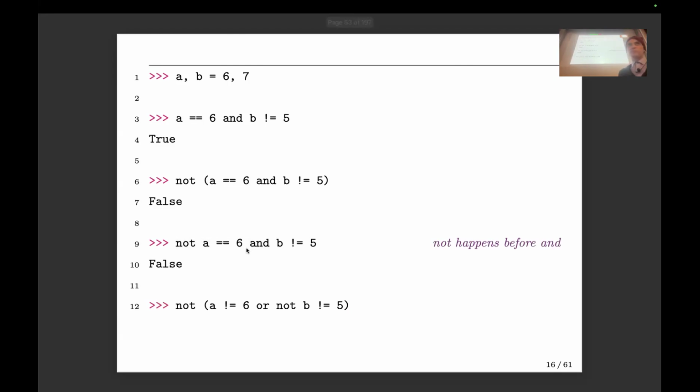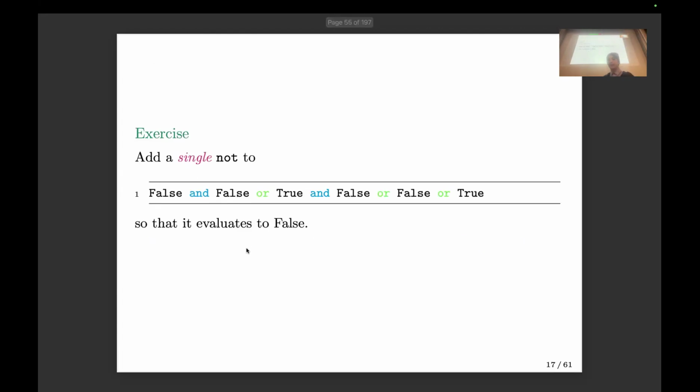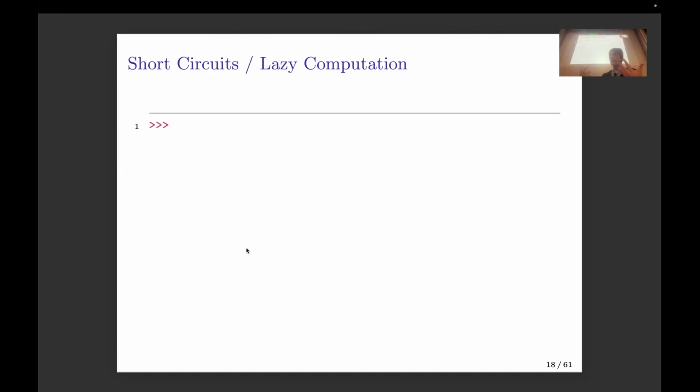What about this one? Is it not the case that A is not equal to 6 or not B not equal to 5? I don't know. True, I guess. But don't write something like line 12, right? Doing things with a lot of double negations is going to produce really confusing predicate statements. So be careful with some of these new tools that we're giving. Add a single not to this statement in order to get it to evaluate to false. That's a fun exercise.